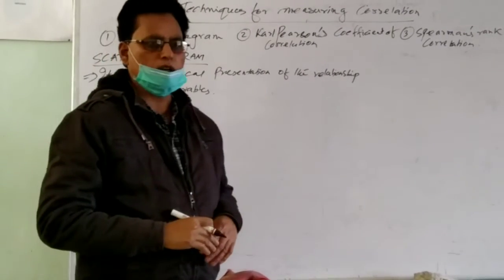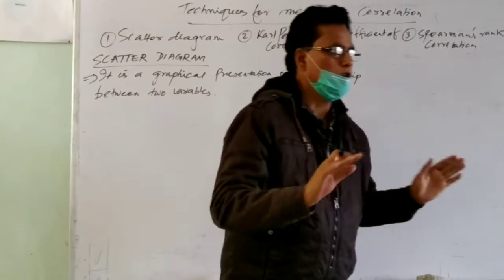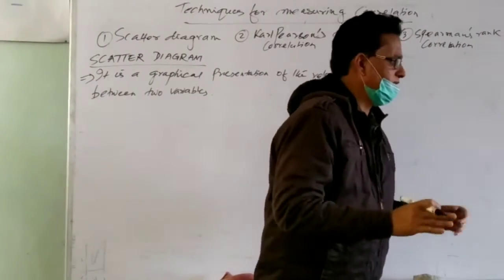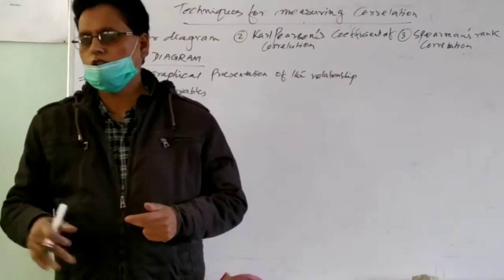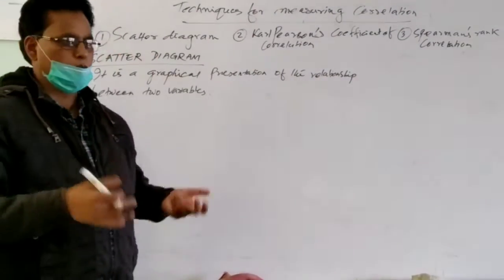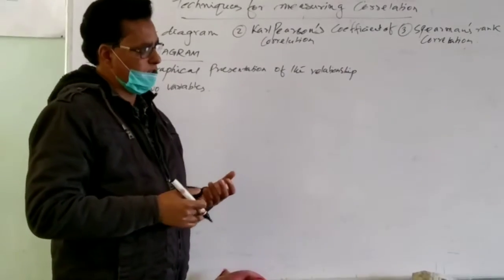Here let us see what happened. In a scatter diagram, no calculation is needed, no mathematics is needed. Here we only use the diagram. With the help of the diagram, are you understanding?